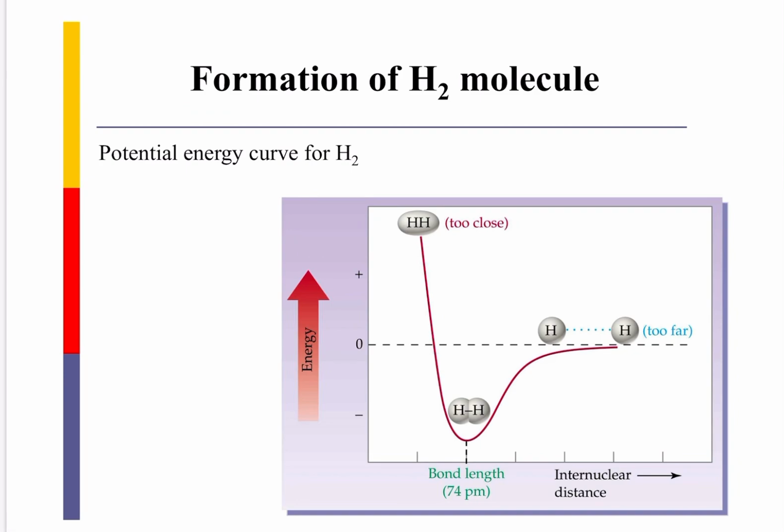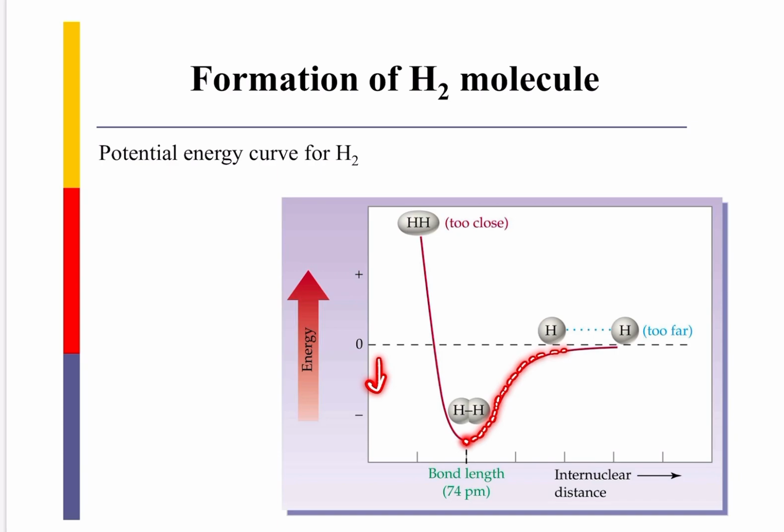Formation of a covalent bond in the hydrogen molecule. If we have two hydrogens very far from each other, the energy of attraction and repulsion between them is zero, because they don't affect each other. But when we bring them close to each other, attraction starts and the energy goes to a negative sign. When they are at a very favorable distance, the covalent bond forms, and the bond length for hydrogen is 74 picometers, and the energy is the lowest, most negative, with the highest stability.